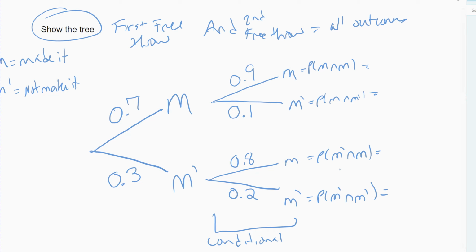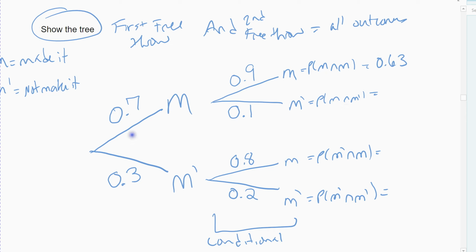Right? You find it by multiplying down your tree, right? 70% of the shots are made the first time. 90% of the second shots then are made. So she makes them both. 0.7 times 0.9 comes out to 0.63. So the probability that she makes them both is 0.63. I'll talk about that in terms of percents, meaning out of all of the free throws where she shoots 2, right, so she's shooting 2, out of all of her free throw cases, 63% of the time she makes both the first and the second.